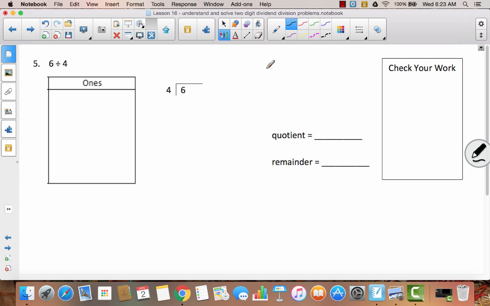All right, let's take a look at number 5, okay? So we have 6, and we're going to divide it by 4. I think that you could probably do a lot of this one all by yourself. I'd like for you to try to do as much of this by yourself as you can. If you get stuck, press play and I'll walk you through it. But I want you to try to do as much of it by yourself as you can.